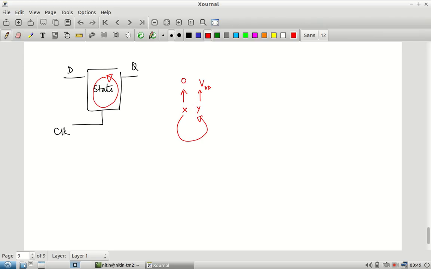The quiz is tomorrow, and like I said, from Friday onwards, Professor Vinita will be covering some topics on module level design. So starting with adders and moving forward from there.